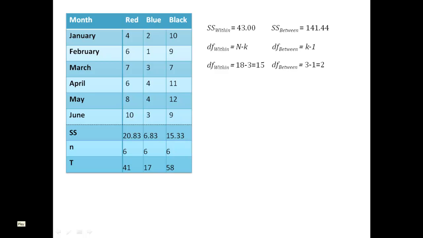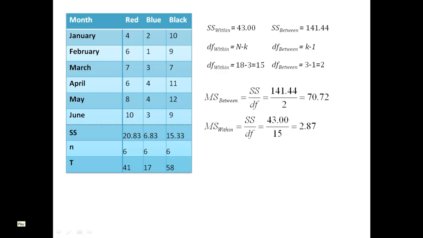And now that we know our sum of squares and our degrees of freedom for both within and between, we can calculate mean square. The formula for mean square is the same for both mean square between and mean square within, and it is mean square equals the sum of squares over degrees of freedom. So for mean square between, that means for the sample it equals 141.44 over 2, which equals 70.72, and our mean square within for this sample is 43 over 15, which equals 2.87.